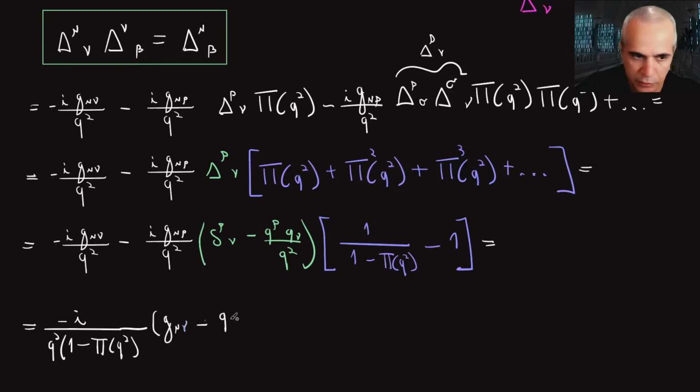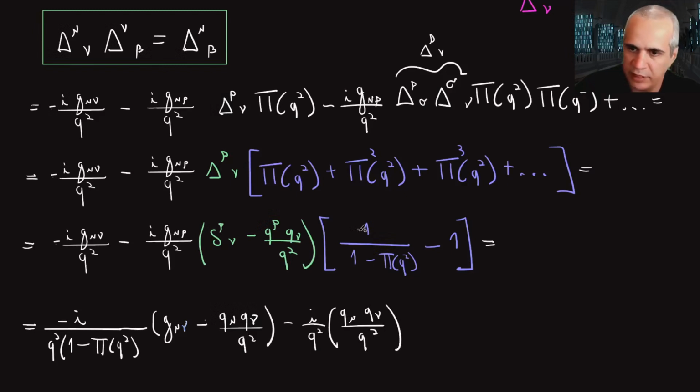Minus Q mu Q nu over Q square. And now in this cancellation, there's a part that does not disappear, which is this one, minus i Q square Q mu Q nu over Q square, right? To get from here to here, you just have to open everything and see that these go away, and that's what's left, right? But now, there's also something else that we should remember.